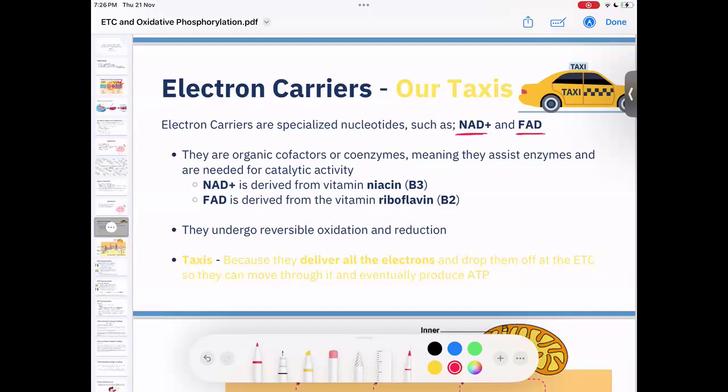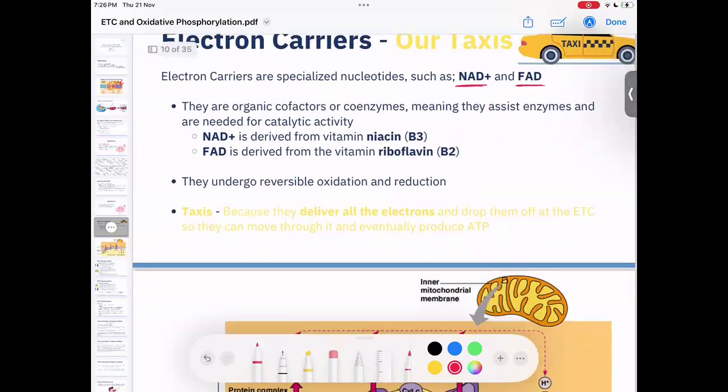Oxidation reduction, okay? Now, I explained to you guys why I think of them as taxis, because they deliver all the electrons and then they drop them off at the electron transport chain so they can move through it and eventually produce ATP. Okay, so what are the electron carriers? They are taxis for today. They're going to carry the electrons, drop them off, and so on.